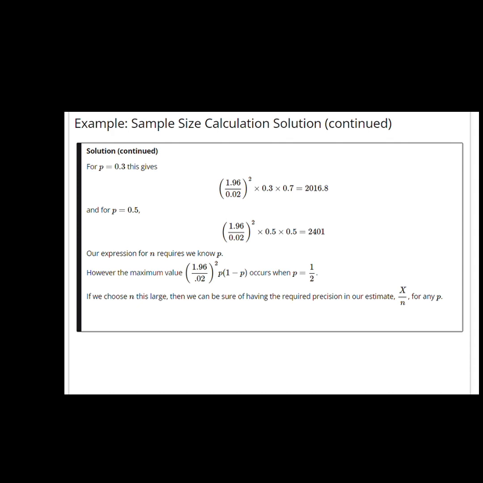If we choose n this large, 2401, then we're sure of having at least the required precision in our estimate of x over n, regardless of what the true value of p is. In other words, if we survey 2,401 people, we can be 95% sure that x over n lies within 0.02 of p, whatever the value of p is.